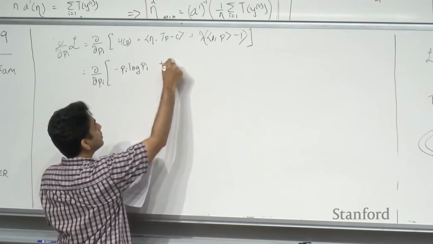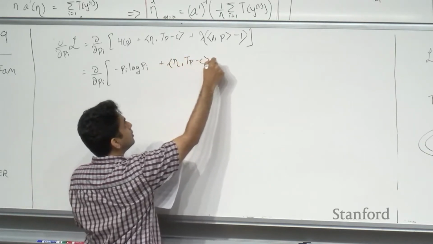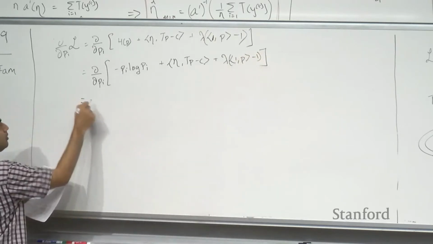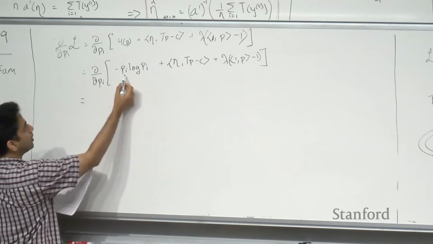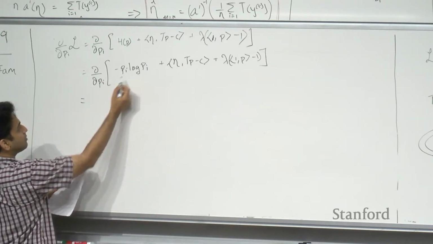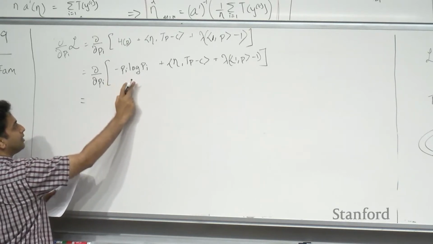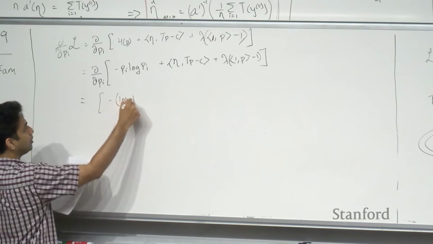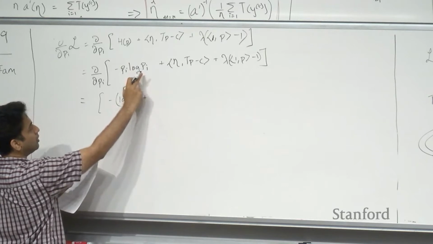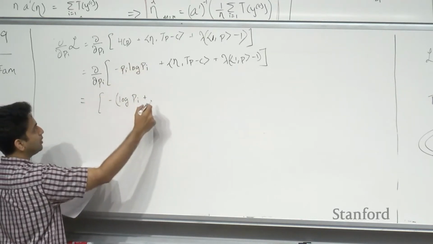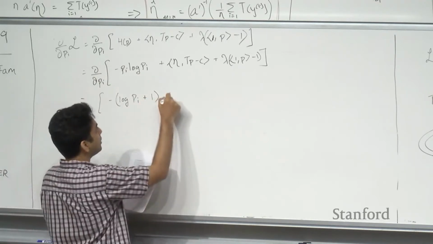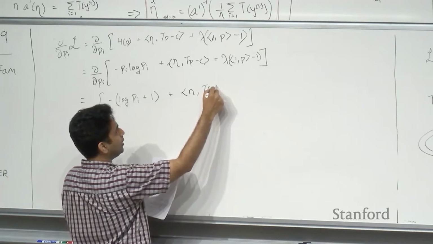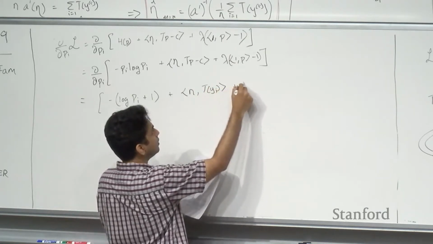Plus Tp minus C and 1 P minus 1, right? And when we take the derivative, we apply the product rule, taking the derivative of this with respect to pi. First we differentiate the first term times the second term, and then we differentiate the second term times the first term. So that will give us minus log pi, plus the derivative of log pi, which is just 1 over pi. 1 over pi times pi is just 1, plus this will be just the inner product of eta times t of yi, plus lambda, right?